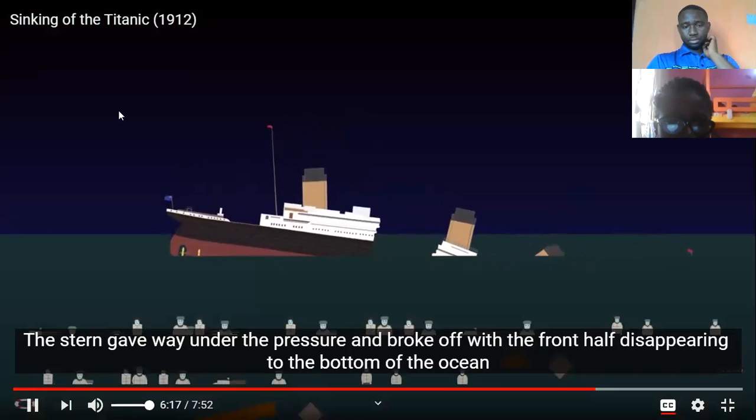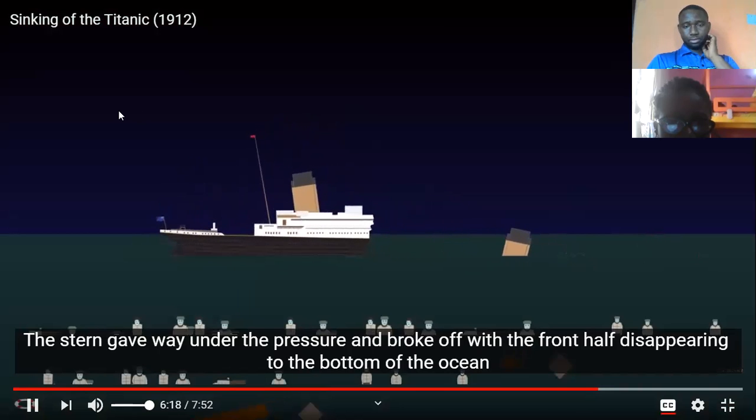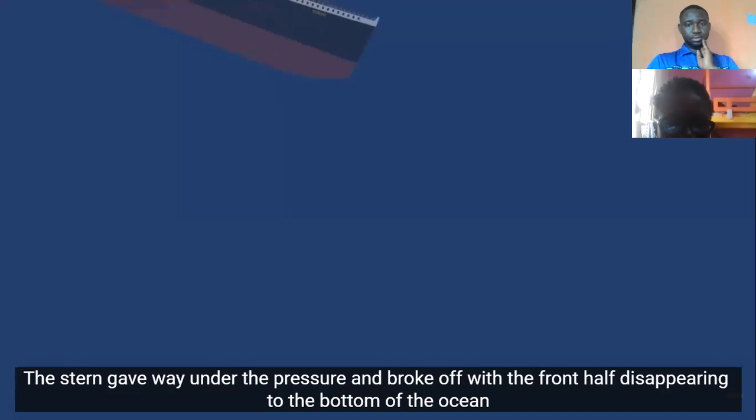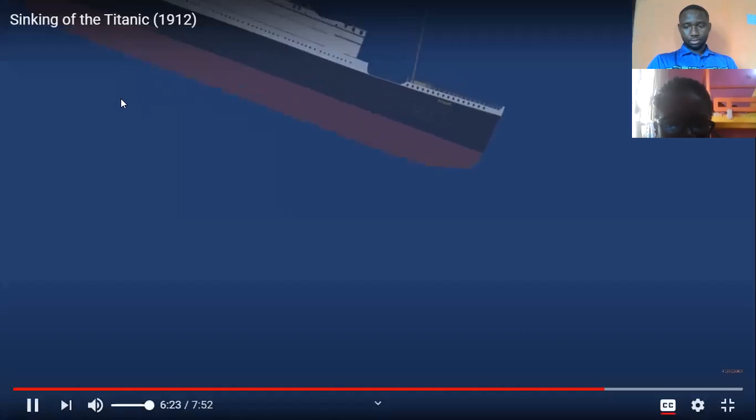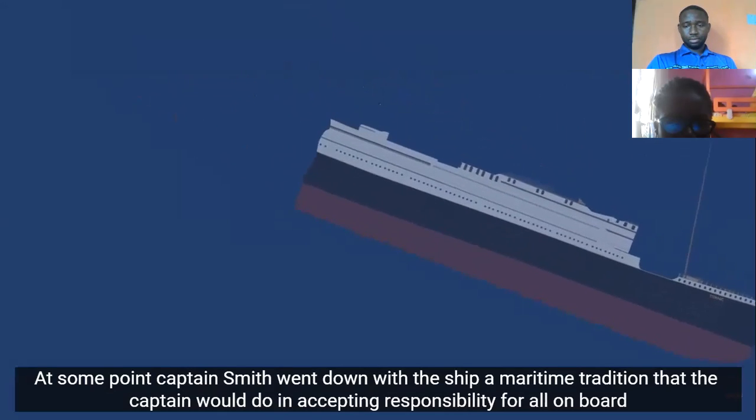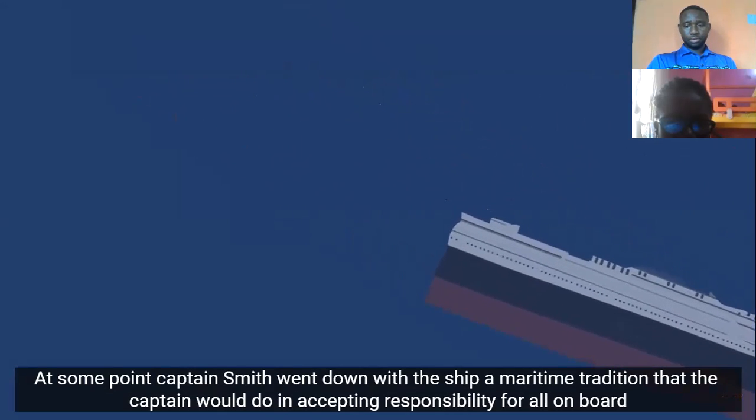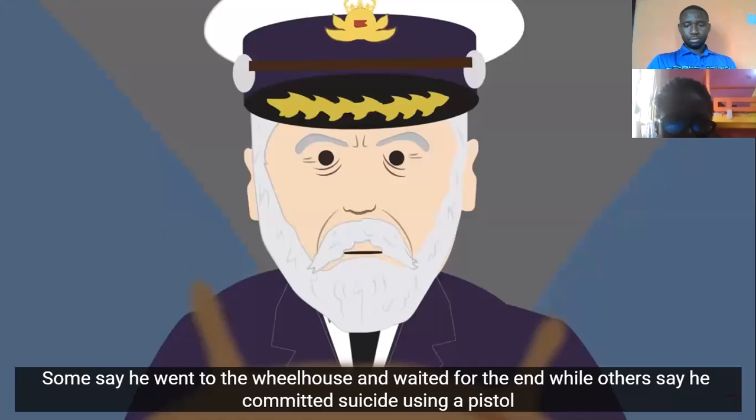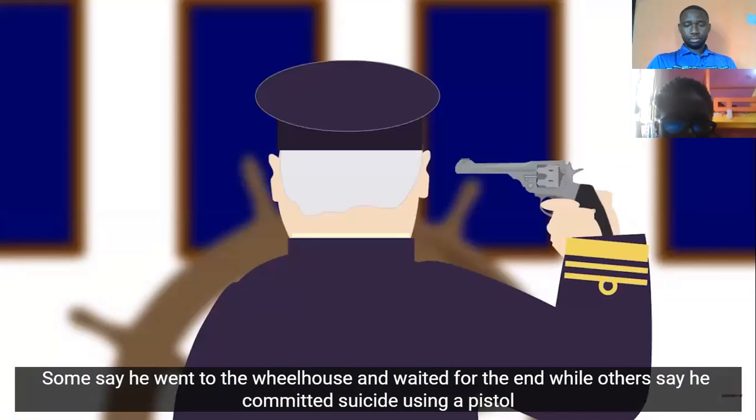The stern gave way under the pressure and broke off, with the front half disappearing to the bottom of the ocean. At some point, Captain Smith went down with the ship, a maritime tradition that the captain would do in accepting responsibility for all on board.